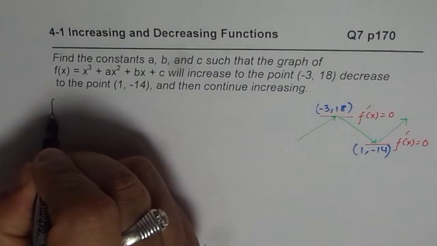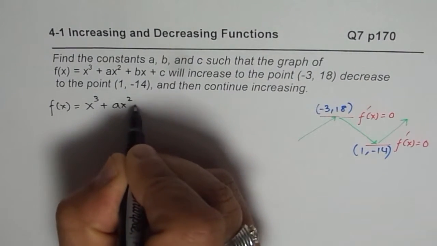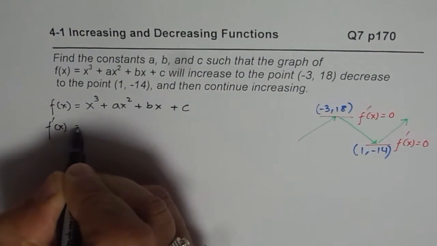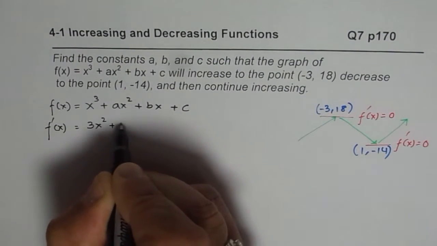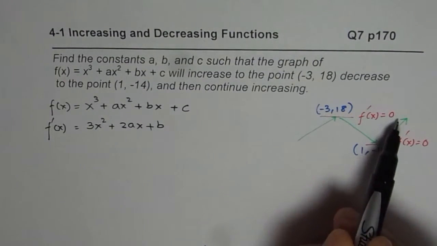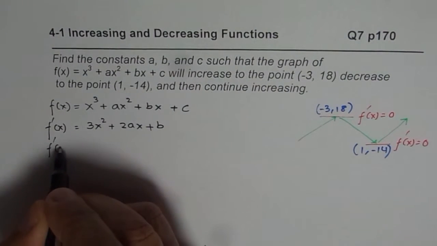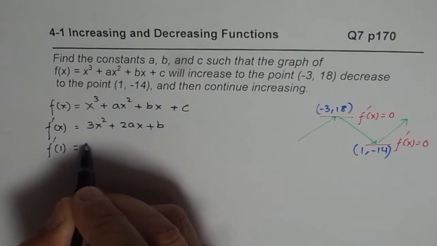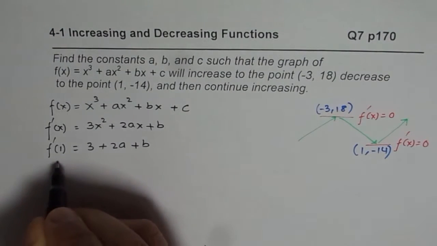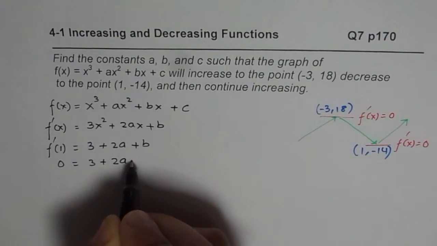So let's begin by saying that f(x) equals x cubed plus ax squared plus bx plus c. What is the derivative of this function? The derivative is 3x squared plus 2ax plus b, right? We know the derivative at these 2 points should be 0. That gives us 2 equations. So we write the derivative at 1: substitute 1 here, and we get 3 plus 2a plus b, and this is 0. So we say 0 equals 3 plus 2a plus b, right?